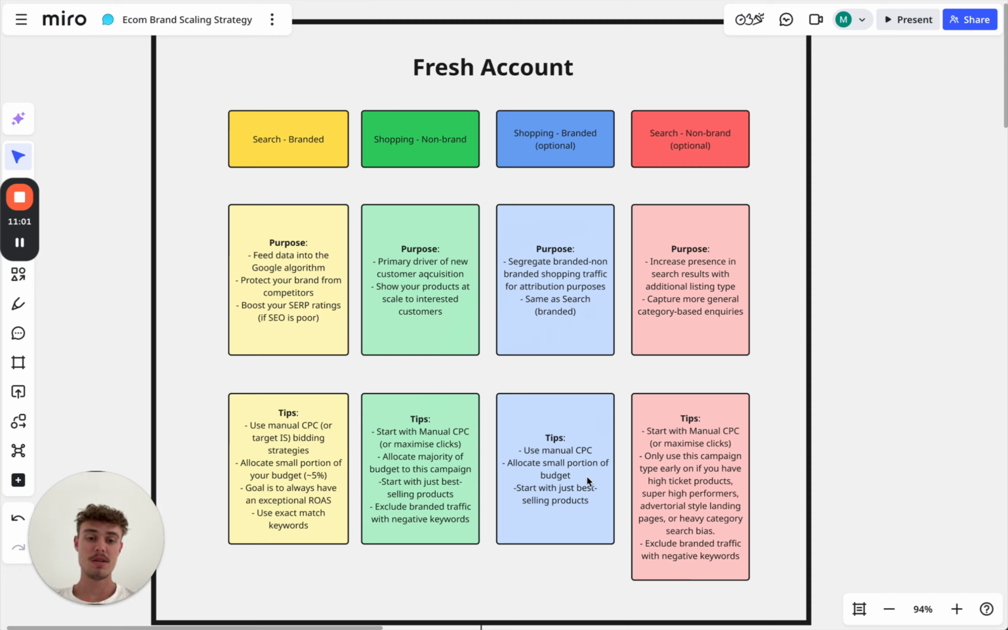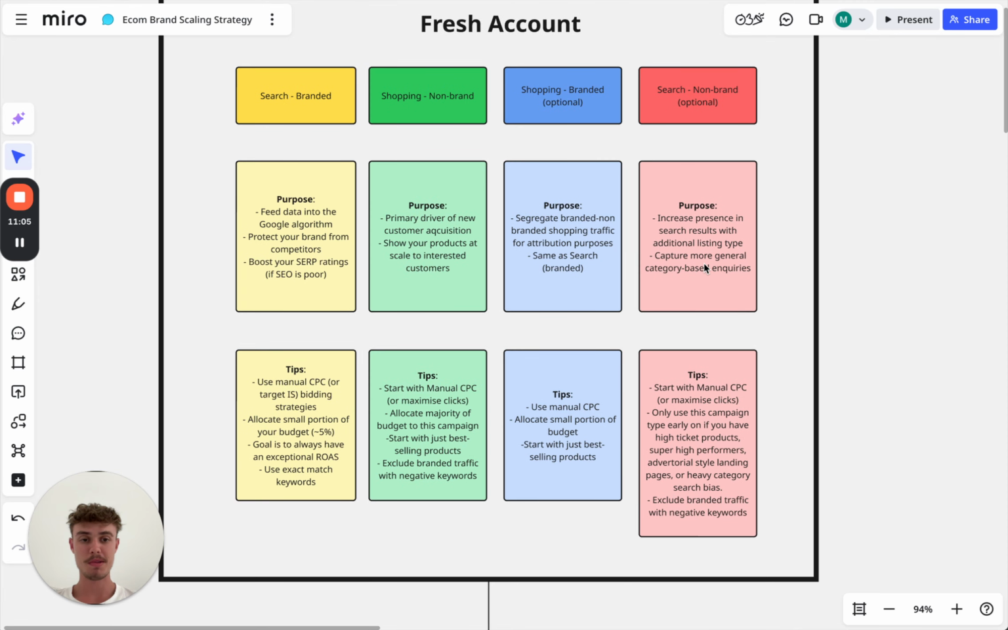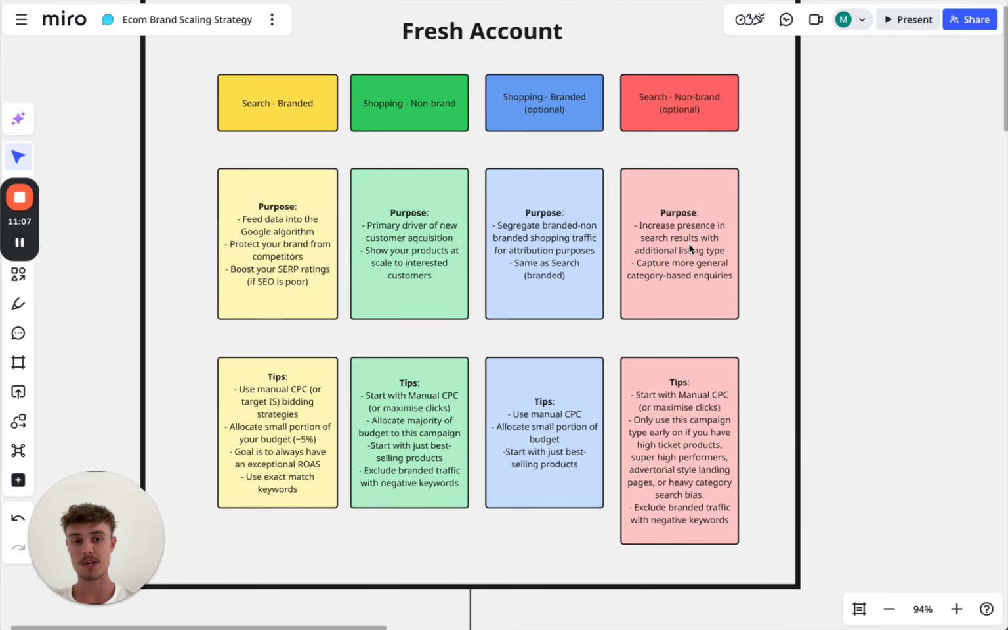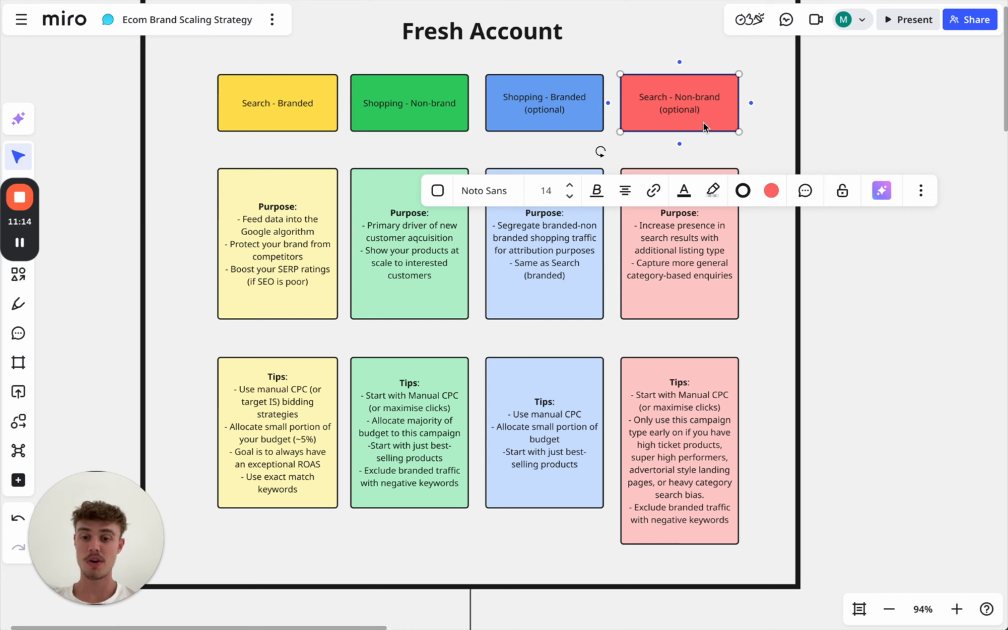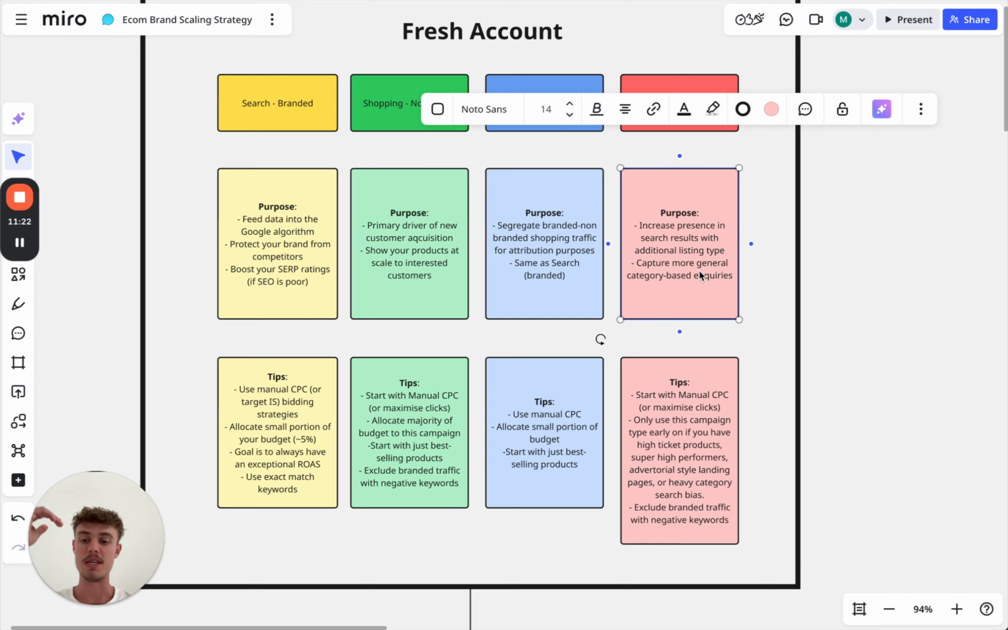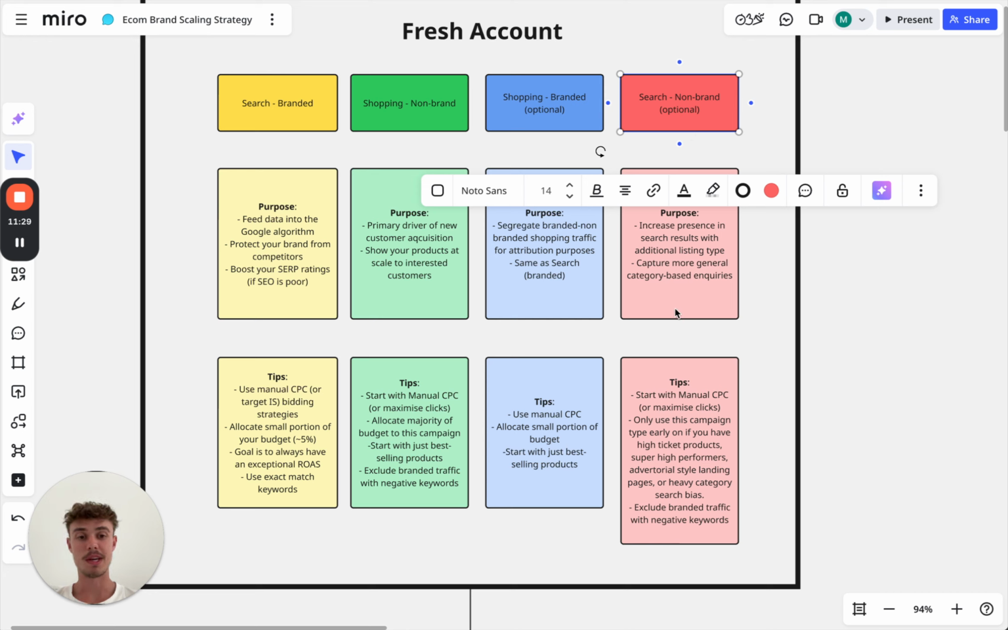All right, now the non-brand search campaign. So the purpose of this campaign is to increase your presence in search results with the additional listing types. So obviously, we're using shopping as our primary driver here. However, having a search campaign as well, and search listings, can also really help boost up your general real estate across Google, right? Your real estate across the search results, making sure that you have all of the listing types possible. Now, this is optional in the early stages of an account.